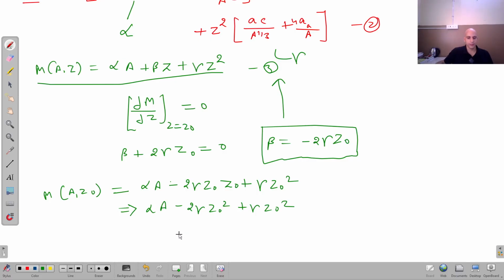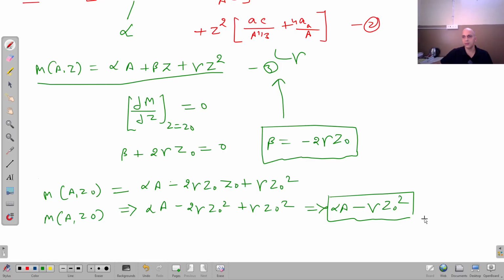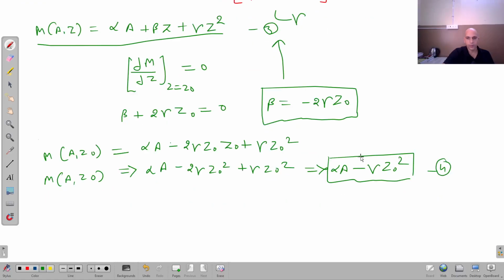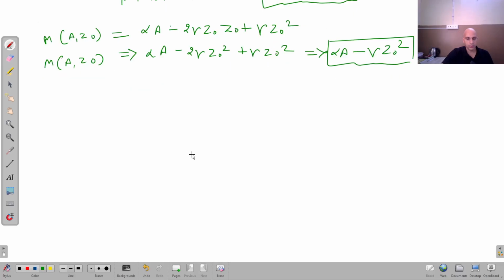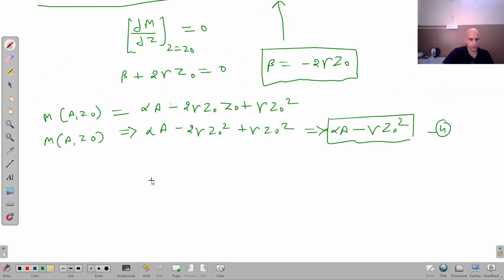So what you will get? You will get alpha A minus gamma Z naught square. This is M A comma Z naught. Now this is equation number 4, right? Now I am going to take the equation that is M A Z.